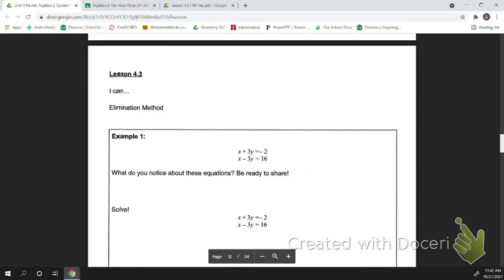So today we're going to solve systems of equations using elimination. So today I can solve systems of equations using the elimination method.